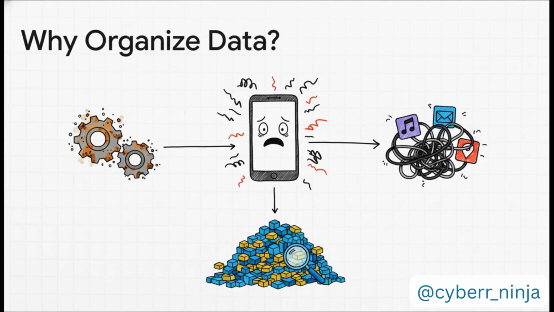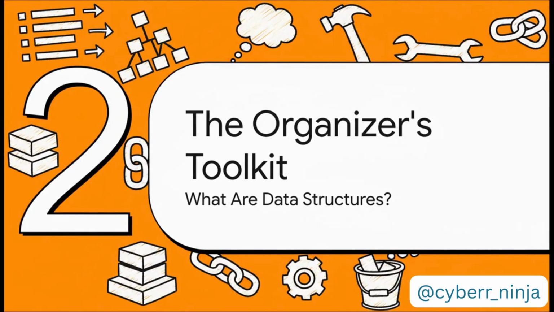Without some smart organization, processing speed would just grind to a halt. Trying to find one email would be like looking for a needle in a global haystack. And can you imagine your phone trying to handle texts, stream music, and give you map directions all at once without a system? It would be a complete and total mess. So, how do we fix this chaos?